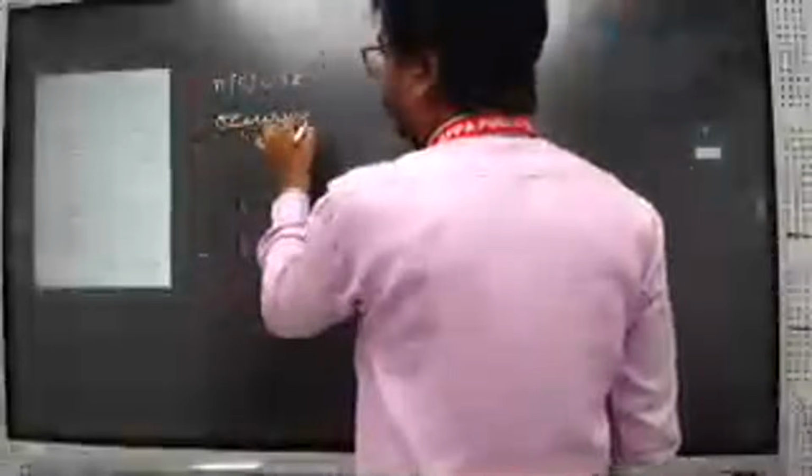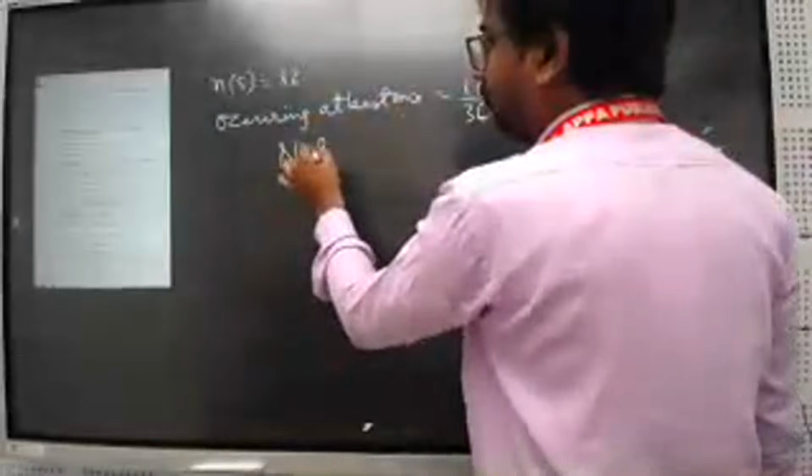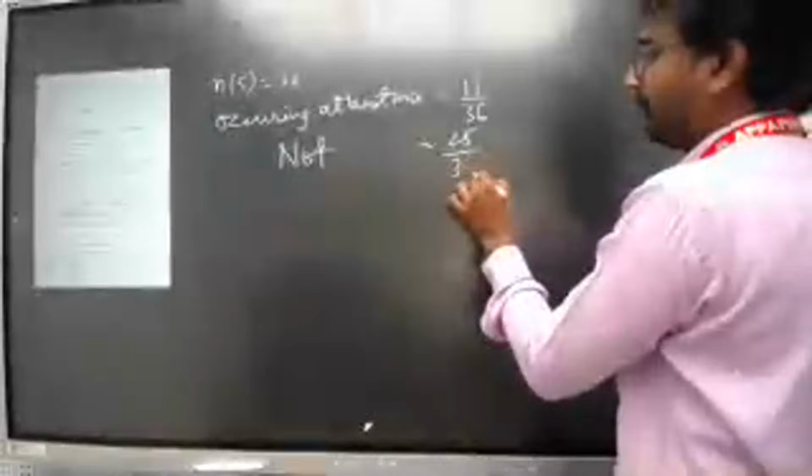Question number 17. Without solving, direct answer, no doubt. You can check your classwork problems. Whenever 2 dice are rolled, n of S is no doubt 36. Any number occurring at least once, your answer will always be 11 by 36. Not occurring, 25 by 36.